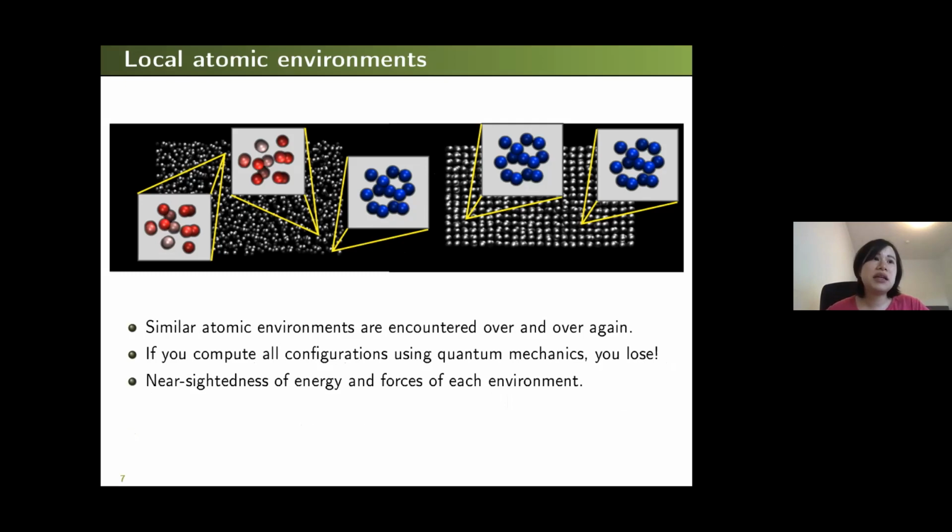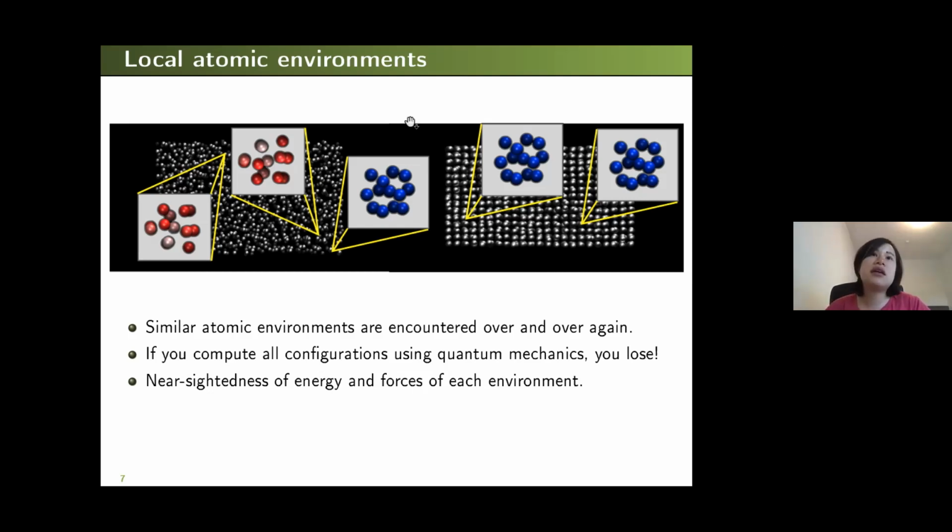Now, what does it mean to encounter similar atomic environments over and over again in our simulations? This actually means that ab initio quantum mechanical calculation is quite wasteful. The reason is that we will encounter similar atomic environments over and over again. So instead of recomputing them each time, and because the energy and forces of the central atom are almost completely determined by this atomic environment, we can adopt the lookup strategy.